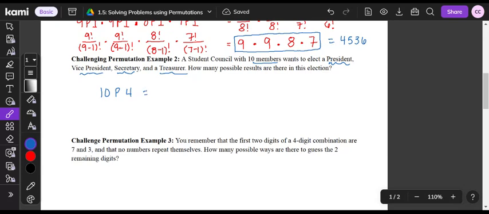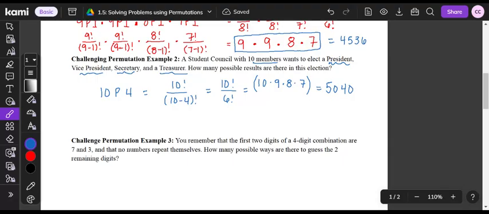Okay, so I can use the formula. I'm going to use 10 factorial divided by 10 minus 4 factorial. This is 10 factorial over 6 factorial. And then remember, this is 10 times 9 times 8 times 7, and then it is also times 6, 5, 4, 3, 2, and 1. But the bottom is also 6, 5, 4, 3, 2, and 1. So the rest is just going to cancel out with the bottom. So I'm left with this. And if I put that in a calculator, I am going to get 5,040 different possible results in the election.